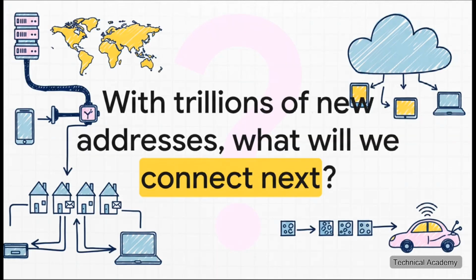And all of this brings us to one final, really exciting thought. We now have a virtually limitless supply of digital real estate. The question isn't if we can connect something to the internet anymore. The question is, what are we going to connect next? We're talking smart cities, intelligent farms, devices we haven't even dreamed of yet. The possibilities are, for the first time, truly endless. So, what do you think is next?